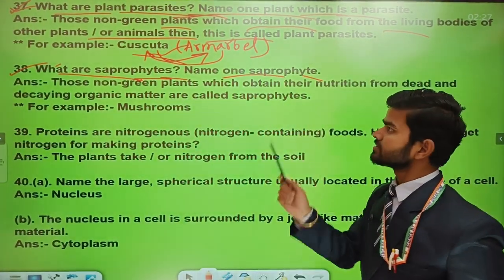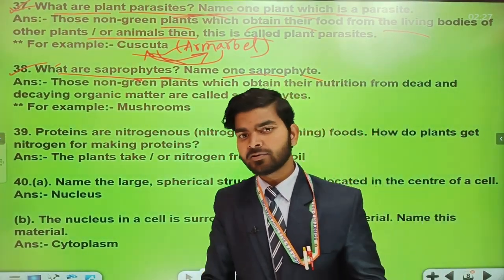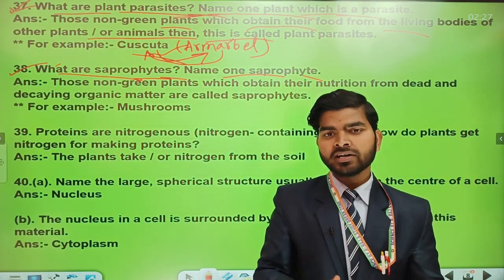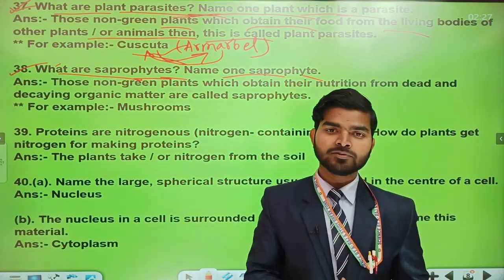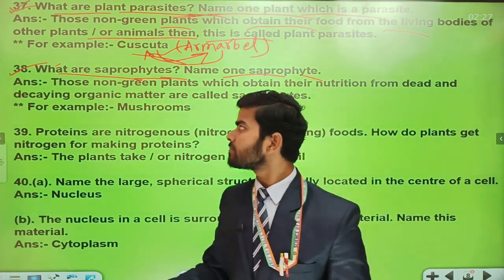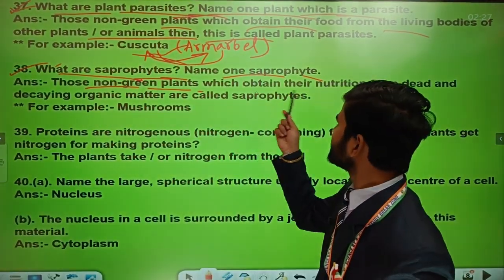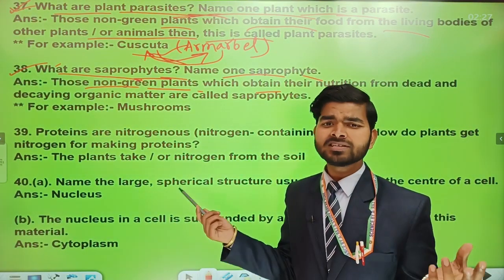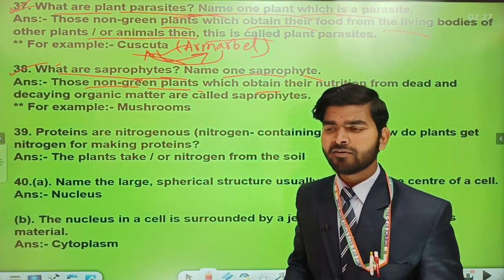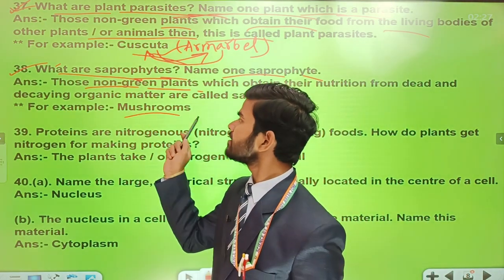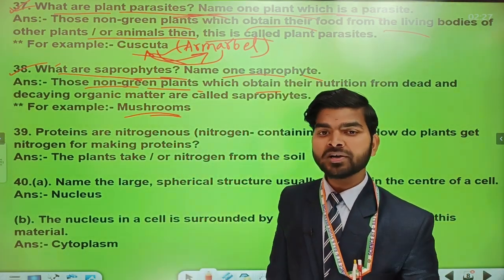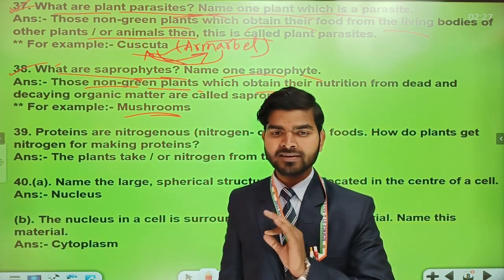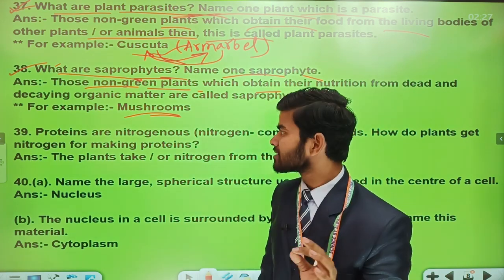Name one saprophyte. If anyone asks you what saprophytes are, simply say: what is saprophytic nutrition, or give examples of saprophytic nutrition. You will say that those non-green plants which obtain their food from dead and decaying organic matter are called saprophytes. An example is mushroom, fungi, etc. I have written mushrooms here because I have already taught you this topic, so you don't feel any confusion relating to these questions.